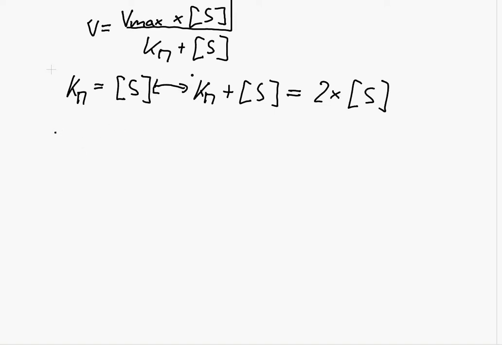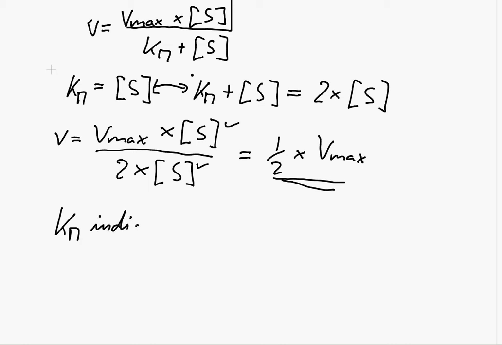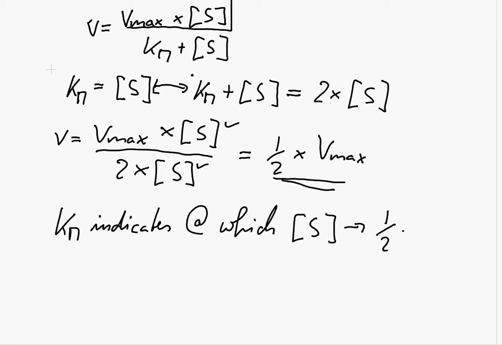And I can write my Michaelis-Menten equation as V equals Vmax times S divided by, and instead of Km plus S, I write 2 times S. Of course, we can cancel out S, and all we've got left is V equals half of Vmax. So this tells us at which substrate concentration we achieve half of Vmax. So Km indicates at which substrate concentration we get half of Vmax.